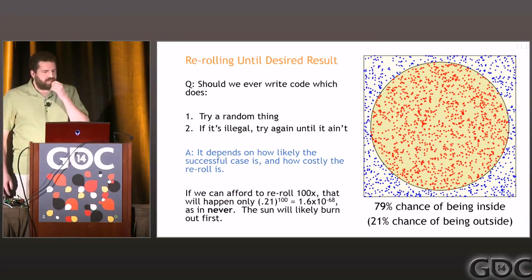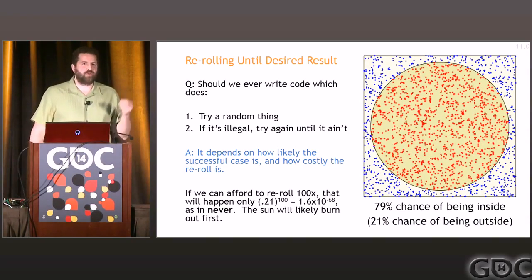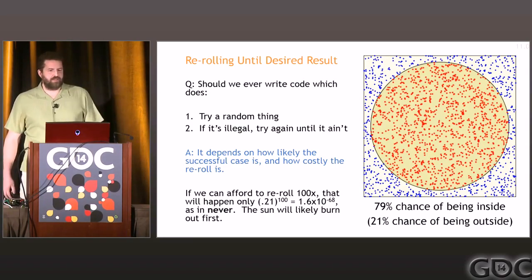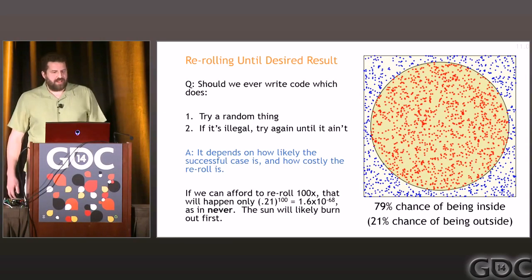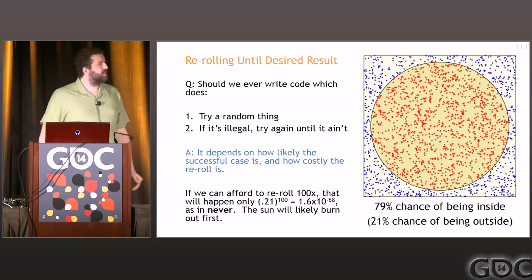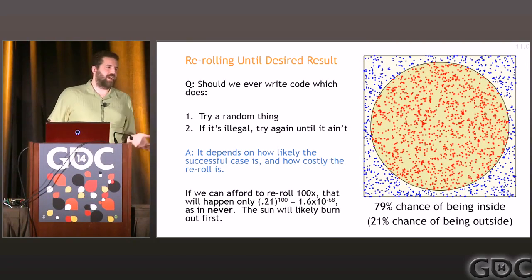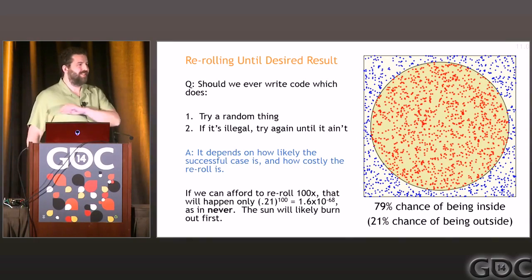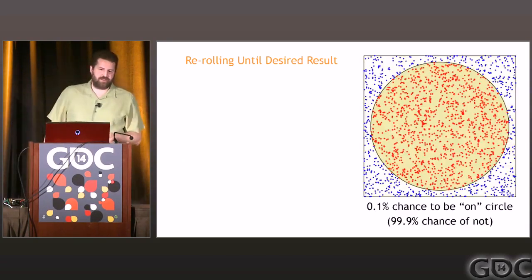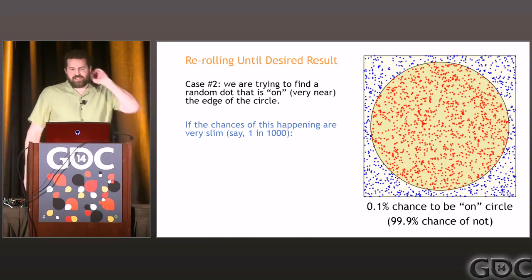So if we say, well, it's pretty cheap to re-roll this, in the worst case, we'll re-roll it 100 times, and we can afford to do that. It won't slow down our frame rate. Then that will happen like every 1.6 times 10 to the negative 68, as in never. So that's a really safe bet. We're never going to have to roll this 100 times to get our choice. In fact, there aren't enough people in the world, in the universe, presumably, to ever demand that, no matter how many customers we have.